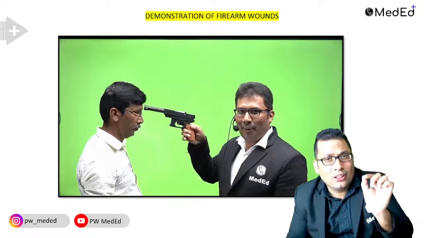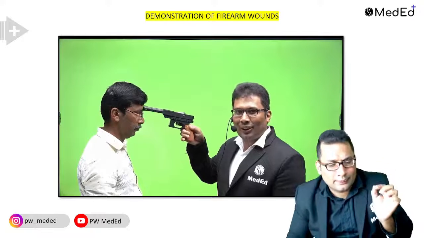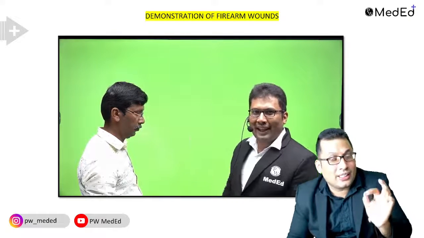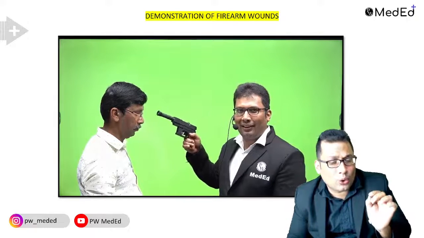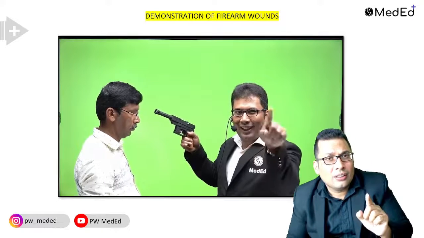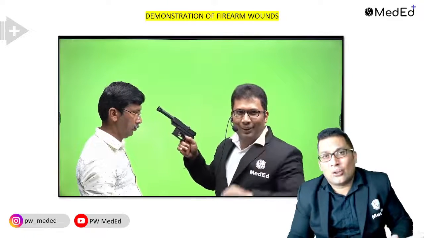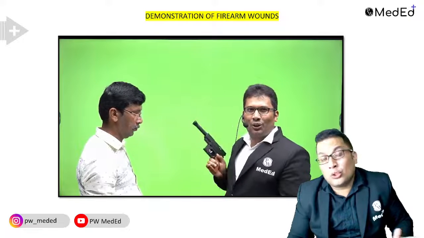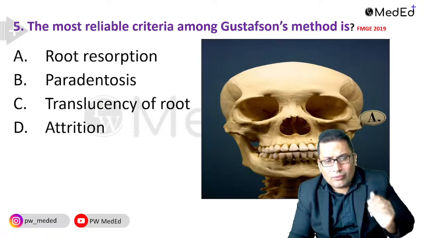In contact shot, you will see muzzle imprint and inverted margin. There can be singeing of the hair, burning also. This is close shot. In close shot, you will see blackening around the entry wound. In near shot, you will see the tattooing when the distance is around 9 to 60 centimeters. At a distant shot, there will be no blackening, no tattooing, and no singeing of the hair. This is a very commonly asked topic, you must know. Next question.